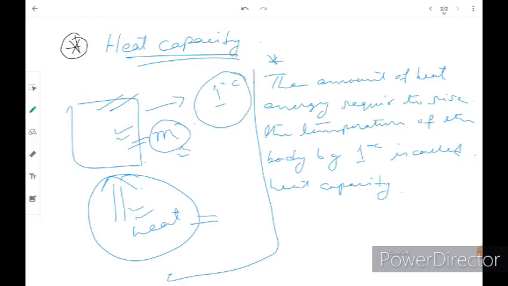The SI unit of this is joule per Kelvin, and it will depend on what? It will depend on the mass of the body.